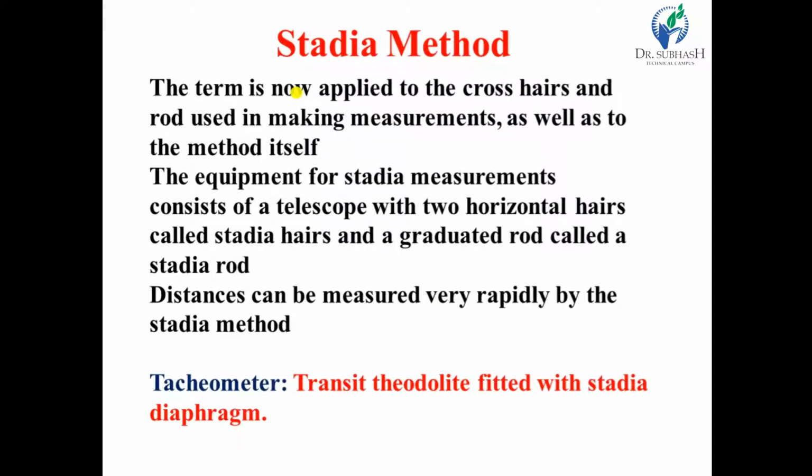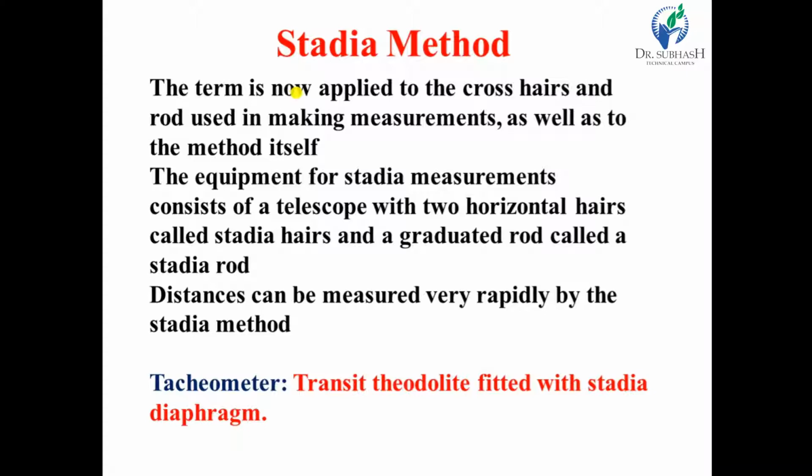The term is now applied to the crosshairs and rod used in making measurements as well as to the method itself. The equipment of stadia measurement consists of a telescope with two horizontal hairs called stadia hairs and a graduated rod called a stadia rod. Distances can be measured very rapidly by the stadia method.